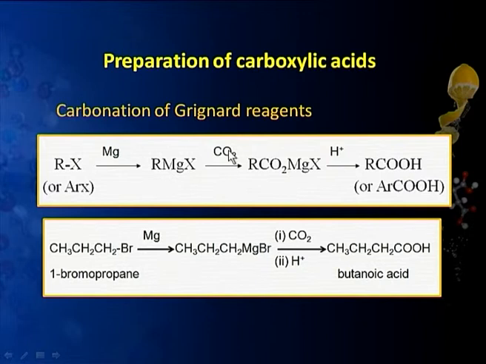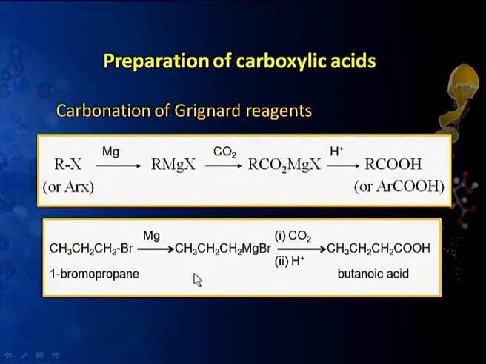Similarly, they add on to carbon dioxide, and when a molecule of Grignard reagent adds on to one molecule of carbon dioxide, we get RCOOMgX, and this gets hydrolyzed to RCOOH. So we get a carboxylic acid. Now this carboxylic acid has one carbon more than the starting alkyl halide. This carbon has come from carbon dioxide. If we start with an aromatic substance, that is an aryl halide, we will get an aromatic carboxylic acid.